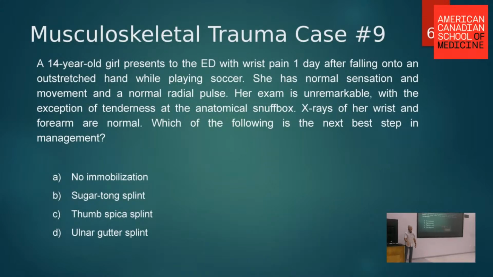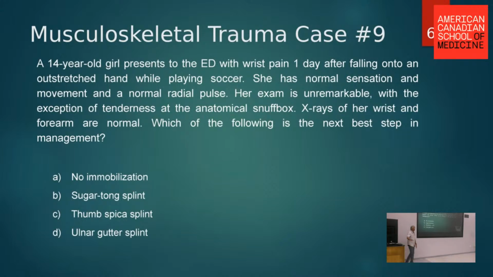Okay, everyone's fallen on their hand there. A 14-year-old girl presents to the ED with wrist pain one day after falling onto an outstretched hand while playing soccer. She has normal sensation and movement, normal radial pulse, exam unremarkable, tenderness at the anatomical snuff box.